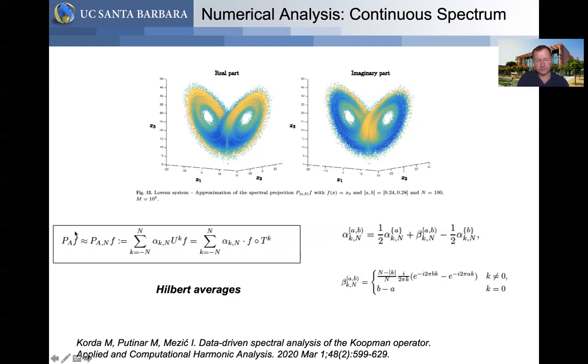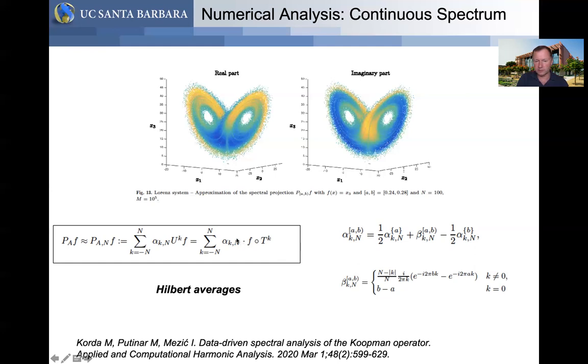But this projection of f can be obtained in a similar way as those averages. You see, this is the kth iterate of the function, and this is some coefficient that depends on k and n. So k is the index and n is the length of the sequence. And then taking this limit to infinity, we obtain the projection on the appropriate subspace of the Koopman operator. And this in principle can be an infinite dimensional subspace, as is appropriate for continuous spectrum.